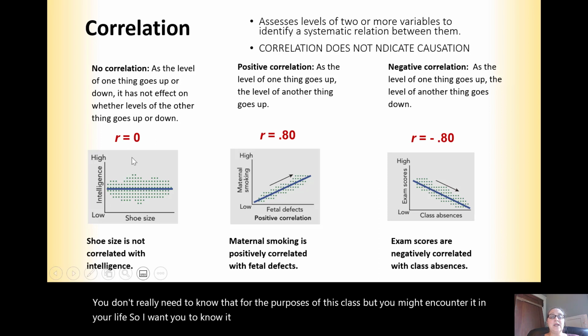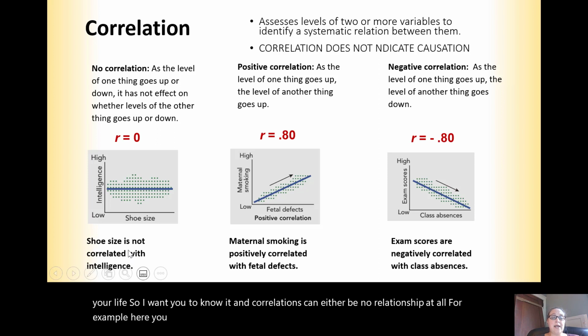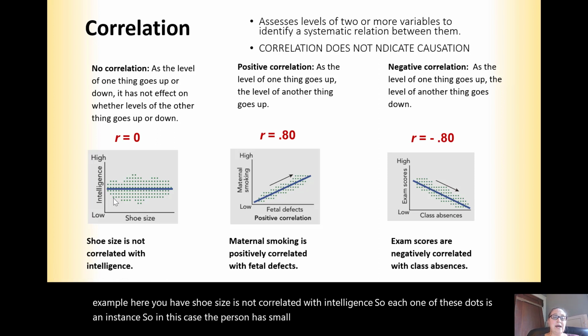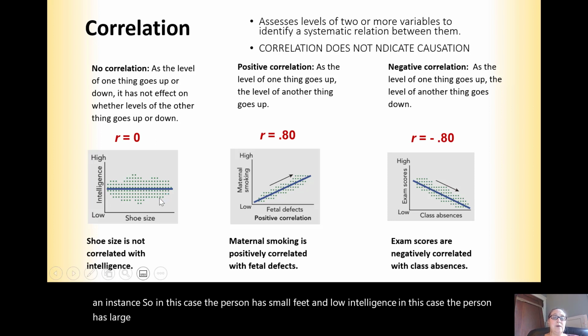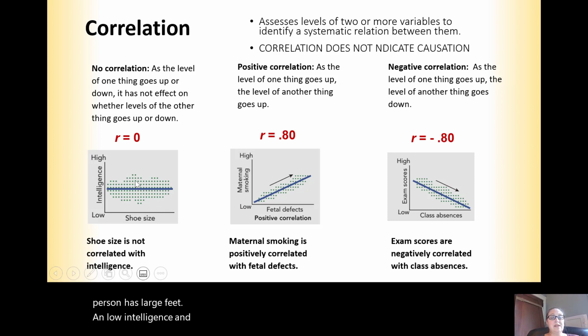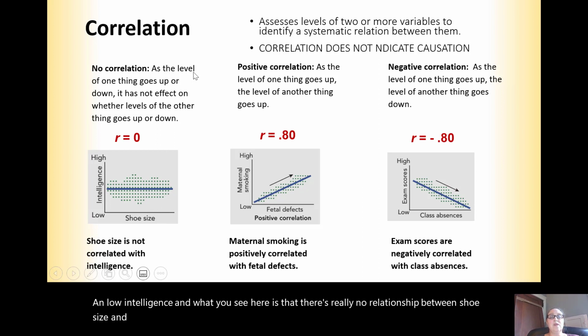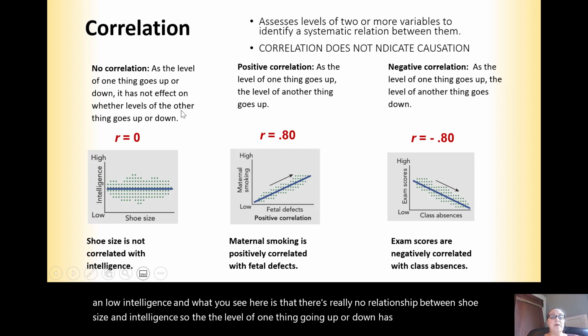And correlations can either be no relationship at all. For example, here you have shoe size is not correlated with intelligence. So each one of these dots is an instance. In this case, the person has small feet and low intelligence. In this case, the person has large feet and low intelligence. And what you see here is that there's really no relationship between shoe size and intelligence. So the level of one thing going up or down has no effect on whether the level of another thing goes up or down.